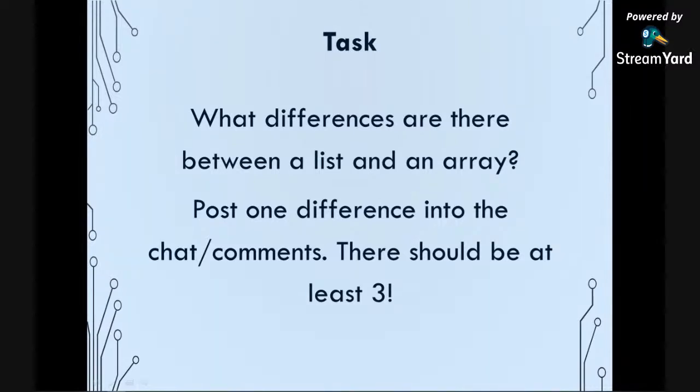Good. So lists can only have one data type. Sorry, a list can have one data type, but it doesn't have to. So an array can only have one data type, but a list, you could have a list that has lots of different data types in it. So that's one difference. What else?